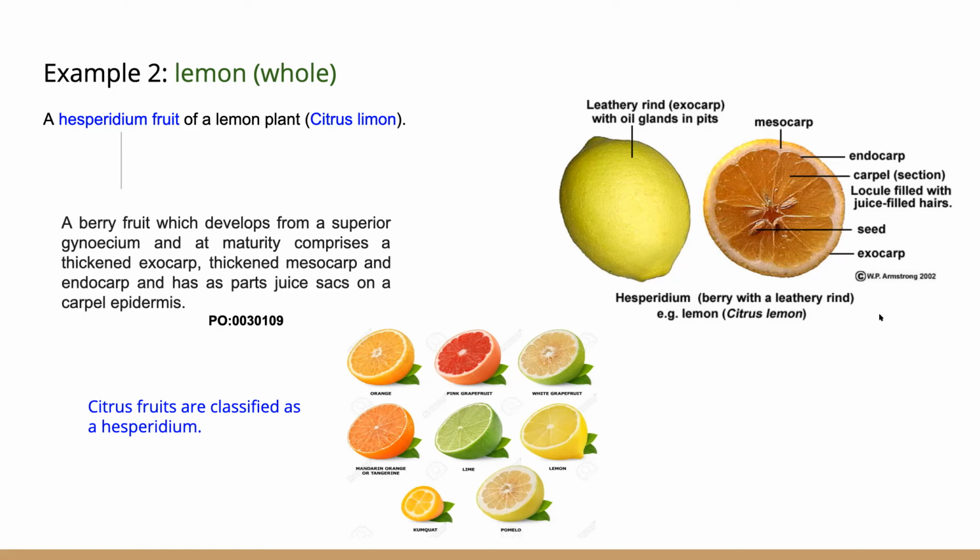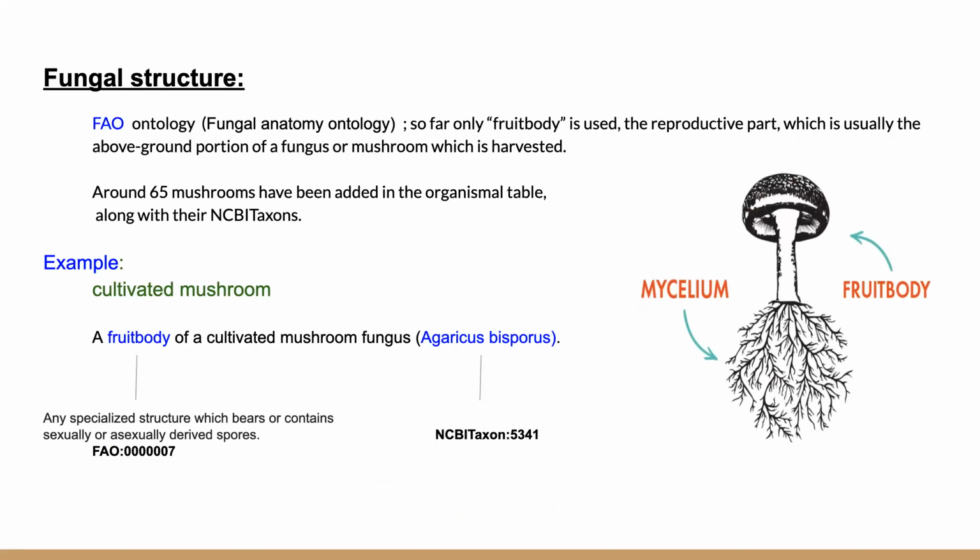So after plant part and animal part, the third part of organism which we are covering here in the organismal table is fungal structure. A fungus is a member of any group of eukaryotic organisms that includes microorganisms such as yeast, molds, as well as more familiar ones like mushrooms. We are using FAO, the Fungal Anatomy Ontology, for that. It is a structured vocabulary for the anatomy of fungi. So far, we have only used fruit body, which is the reproductive part, usually the above-ground portion of a fungus or a mushroom, which is usually harvested. Around 65 mushrooms have already been added in the organismal table along with their NCBI taxons. And of course, we are aiming to increase it with more mushroom terms.